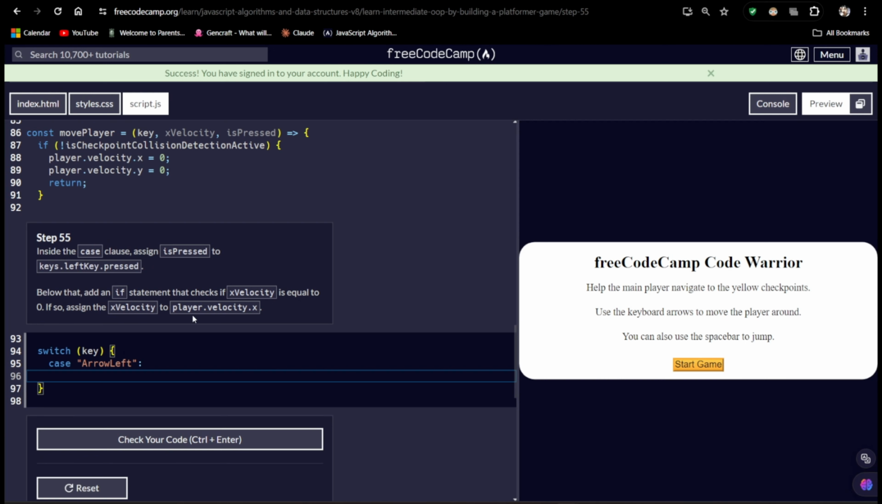In the case clause, assign the is pressed to the keys left key of pressed. So keys is an object with a property of left key, and left key has a property of pressed, and we are to assign the is pressed. So first, to assign that, we would have to access the object keys first, and its property left key, which has the property pressed.